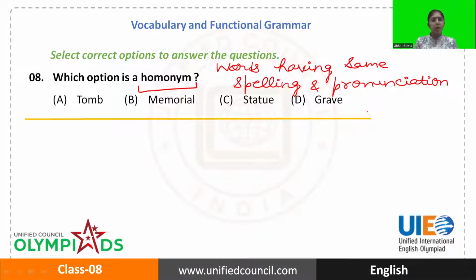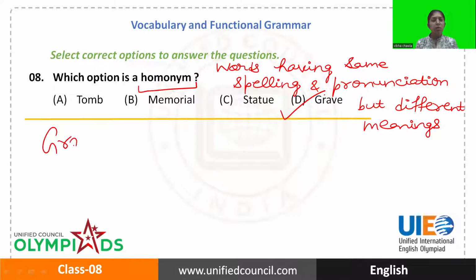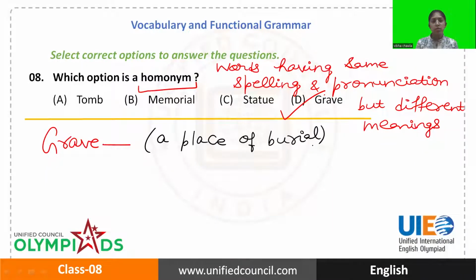Words having the same spelling and pronunciation but different meanings are called homonyms. So among the given options, grave is a word that is a homonym. Same spelling, same pronunciation, but different meanings. One meaning of grave is a place of burial. For instance, the soldier was laid to rest in a mass grave.